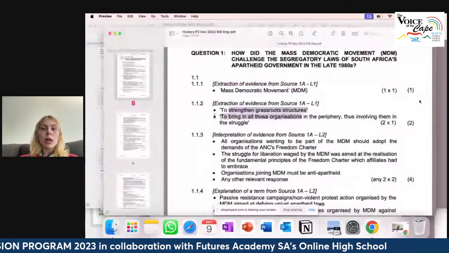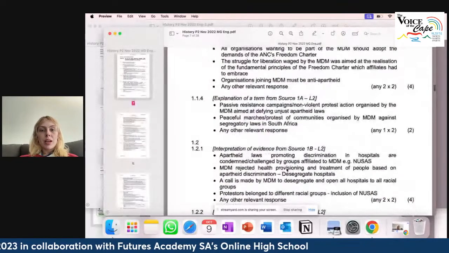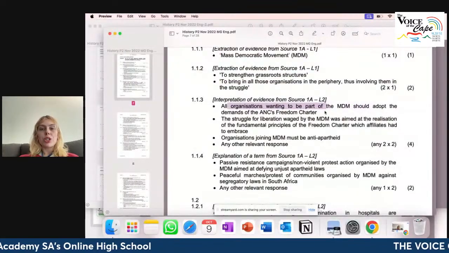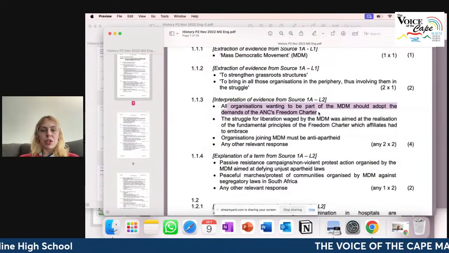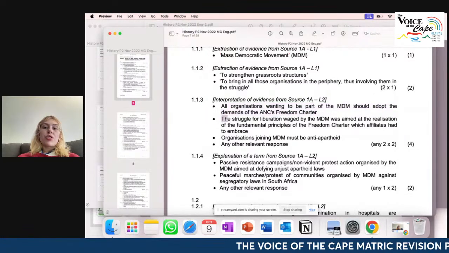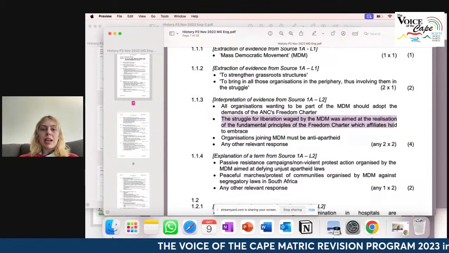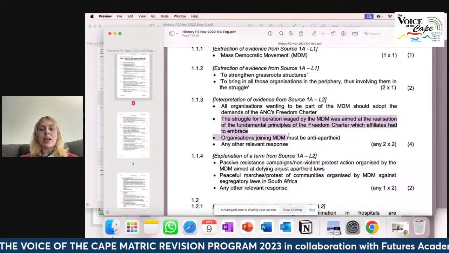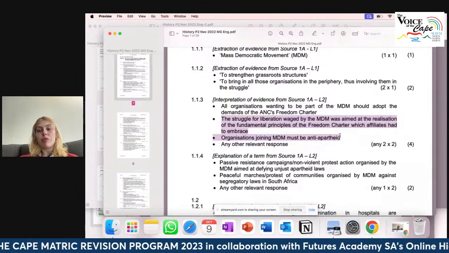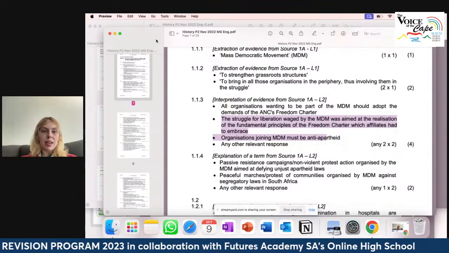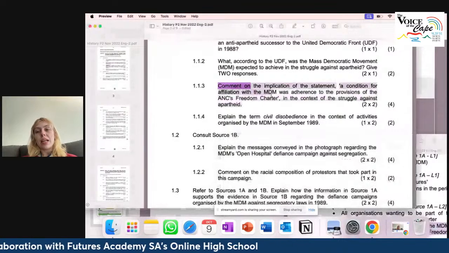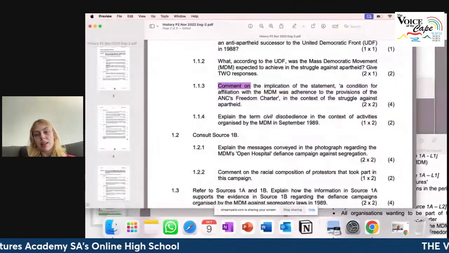What is the message? So you will see here that it says all organizations wanting to be part of the MDM should adopt the demands of the ANC's Freedom Charter. The struggle for liberation was aimed at the realization of the fundamental principles of the Freedom Charter. Organizations joining the Mass Democratic Movement must be anti-apartheid. So they're asking, what does that mean in terms of the struggle against apartheid?